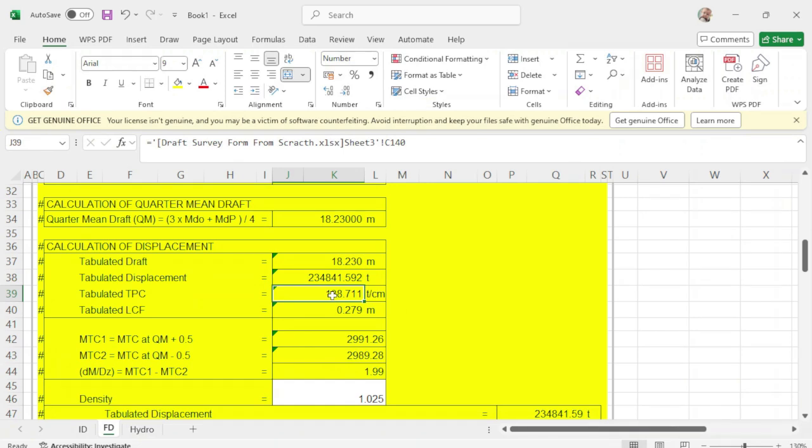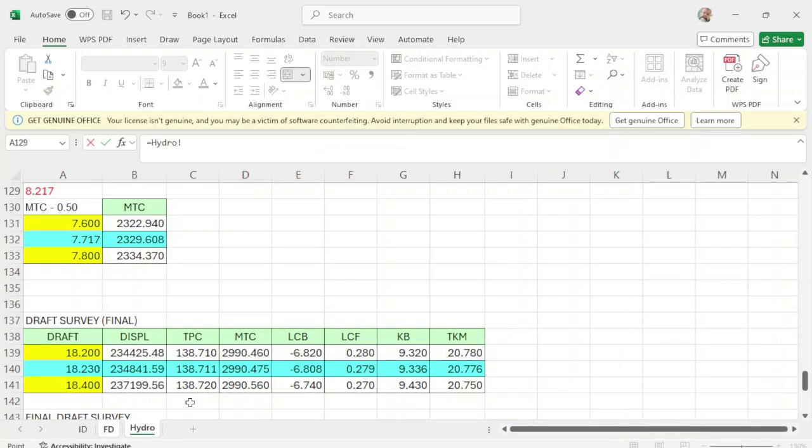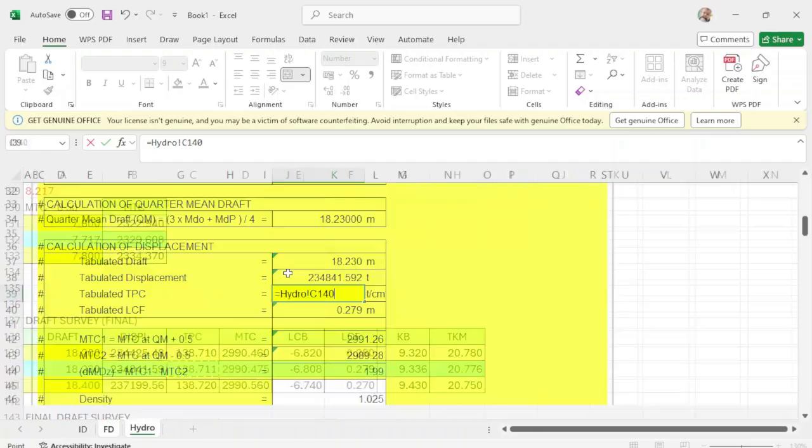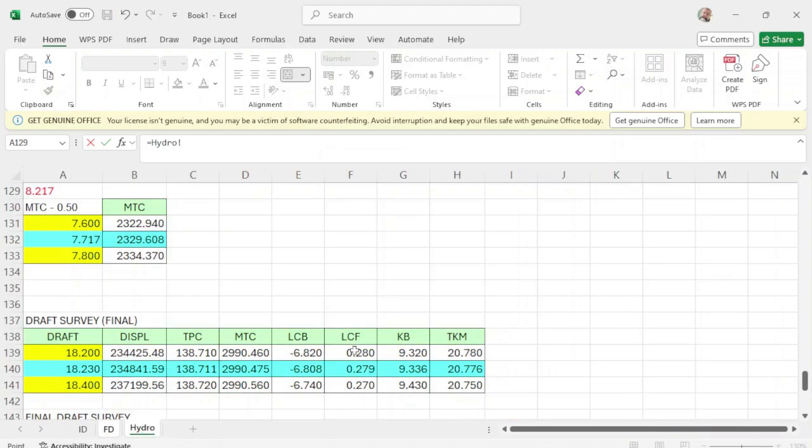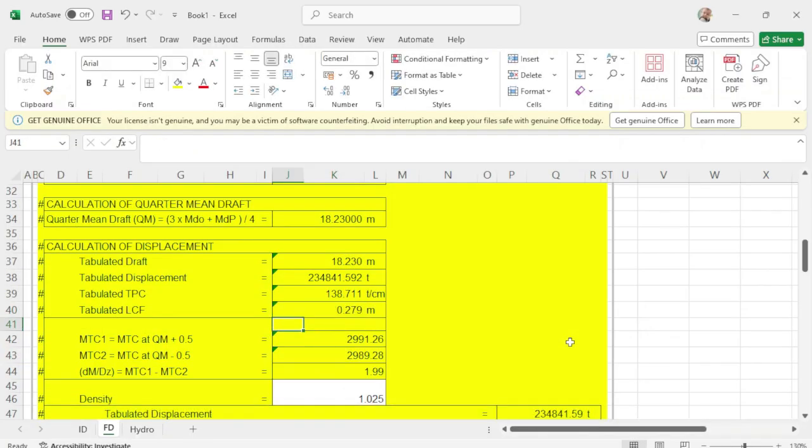Same with your TPC. You put equals. You go for the TPC. TPC is this one, and you press enter. Now the next will be your LCF. You put equals and go to the hydrostatic table, and LCF will be this one. Okay, push enter. Now you have all this one.